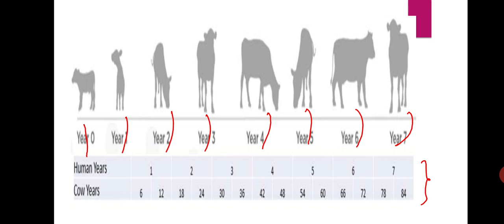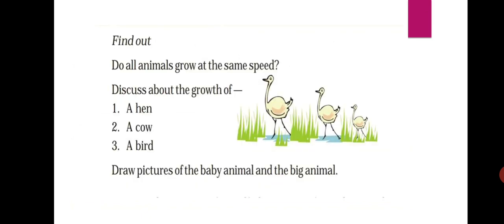And yesterday what we saw, we observed that Munia's growth is not as rapid as Rani's puppy's growth. So, by observing all of this, we can say that the growth of all animals is not at the same speed. Now come to the questions. First, do all animals grow at the same speed? No, all animals do not grow at the same speed.